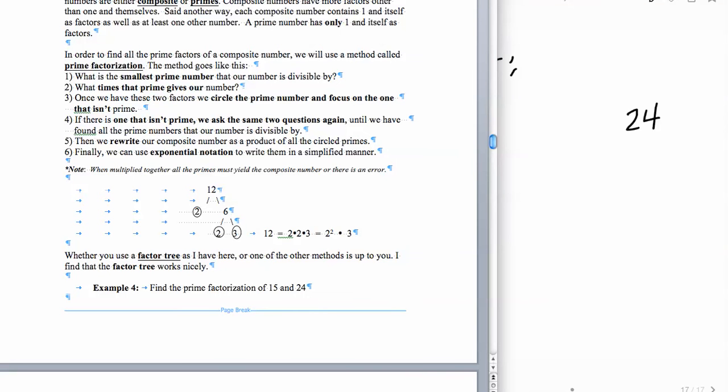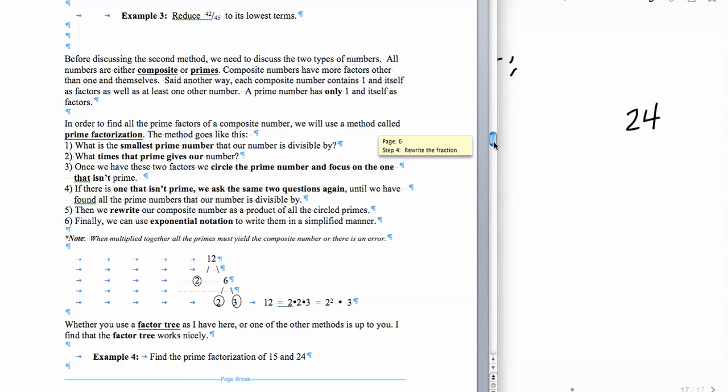Next, in section 2.2, what we want to discuss is how to do a prime factorization, and then we'll talk about the prime factorization method of reducing a fraction. So first of all, let's talk about the two definitions, composites and primes.